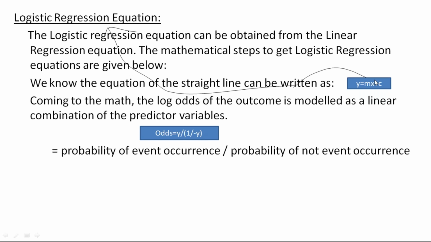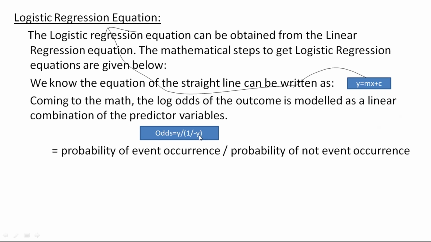So in this manner, my linear regression equation can be modeled as a ratio of the probability of an event occurring to the probability of an event not occurring. So in this manner, is it 1 by y or 1 minus y? No, that's what I mistook. It is not 1 by minus y. It is 1 minus y. That will indicate the probability of an event not occurring, right?